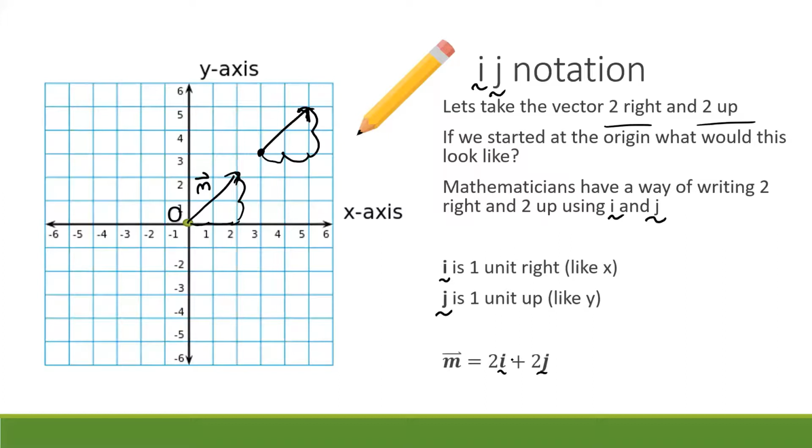Now, this is going to be a bit difficult for some people, but ultimately you just need to remember that i is exactly the same as x. i just means left and right. j means up and down.